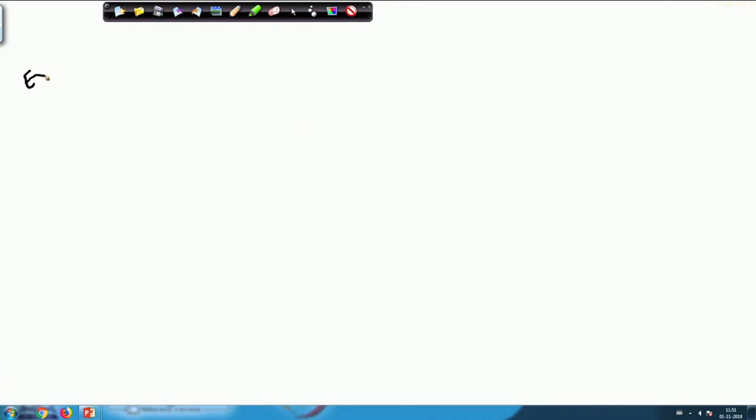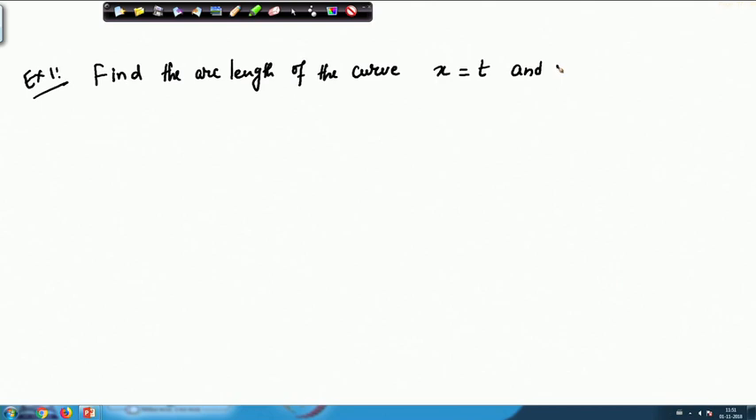So today we are going to do a few more examples, and we will start with the parametric Cartesian form where we calculate the arc length. So let's start with our problem. Example one: find the arc length of the curve x equals t, and y equals t square, from the point t equals 0 to t equals 1.